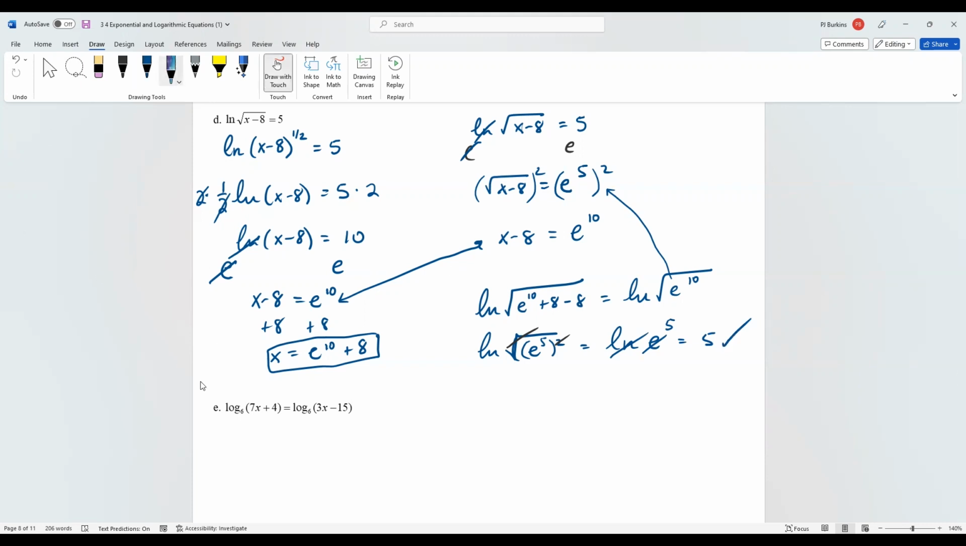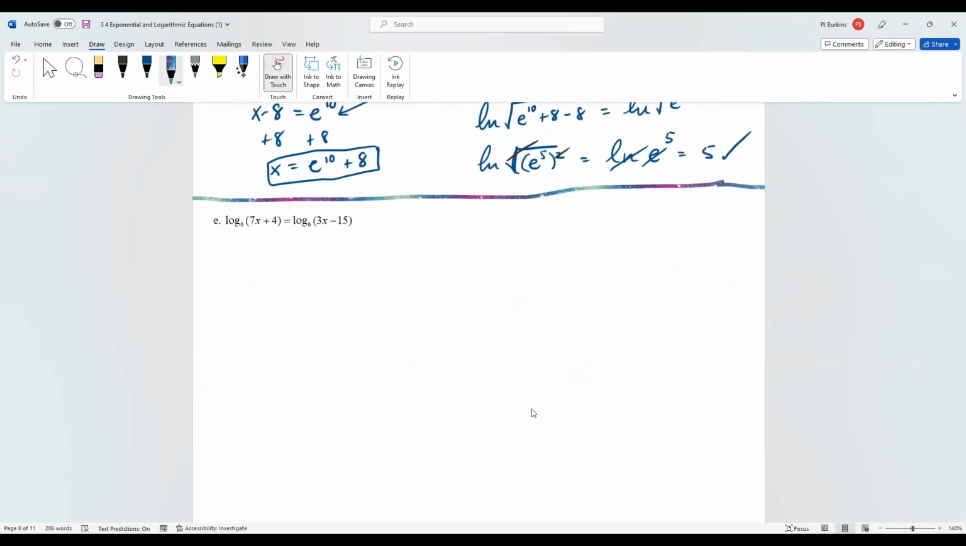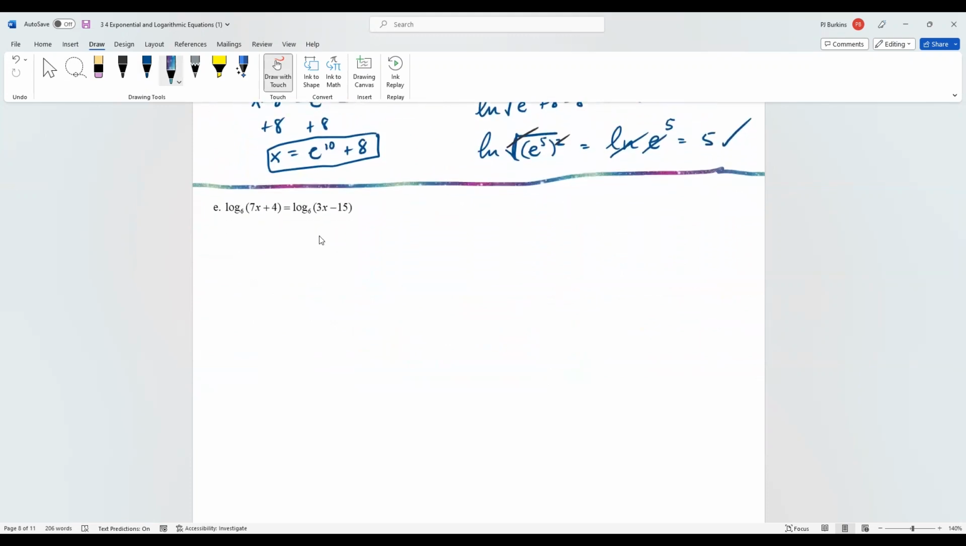All right, so these are pretty smooth so far. So of course we've got to make things harder. Here we have a logarithmic equation where there is a log on both sides of the equation.